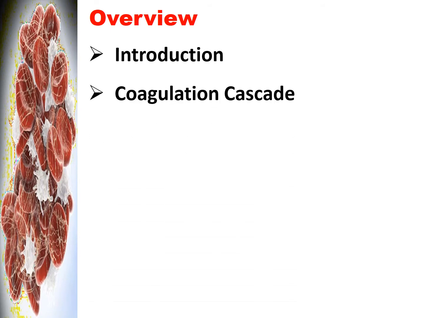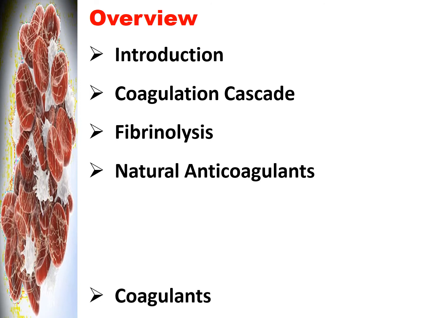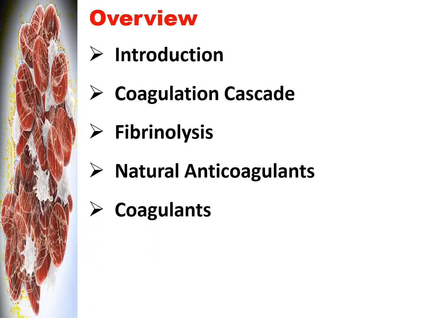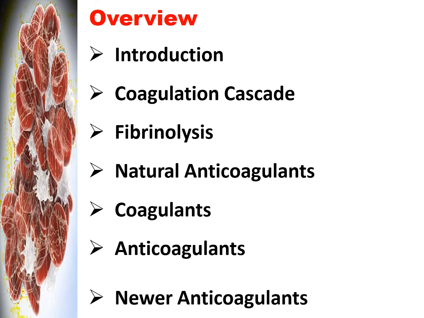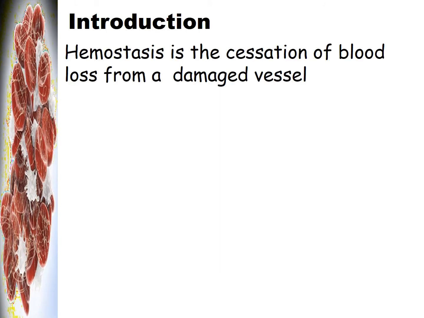Then we will study the coagulation cascade, how the coagulation takes place. Then we will study fibrinolysis, then the natural anticoagulants. Then we will study the classification of coagulants, their pharmacology and mechanism of action, and then the anticoagulants. In addition, we will study some of the newer anticoagulants and their pharmacology. So, let us start this chapter with the introduction.